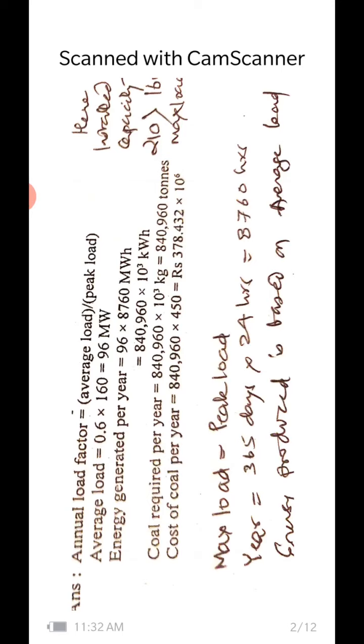So 8,40,960 tons. Now 10 raised to 3 kg is nothing but ton. So 8,40,960 tons of coal is required per year, and the cost of coal will be 8,40,960 into 450 rupees per ton. That is nothing but 378.432 into 10 raised to 6 rupees.